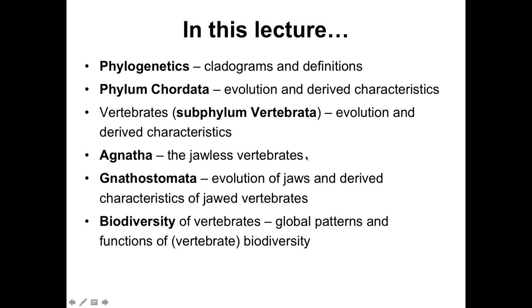Then we looked at the jawless vertebrates, the extinct and the living forms, and then moved on to the gnathostomes. We looked at how jaws have evolved and the derived characteristics of jawed vertebrates. And then we looked at a little bit about the biodiversity of vertebrates. We looked at global patterns in vertebrate biodiversity, zoogeographic realms and latitudinal gradients, and we looked at two major functions of vertebrate biodiversity, trophic cascades and ecosystem engineers. And that's the end of the lecture for week 1.